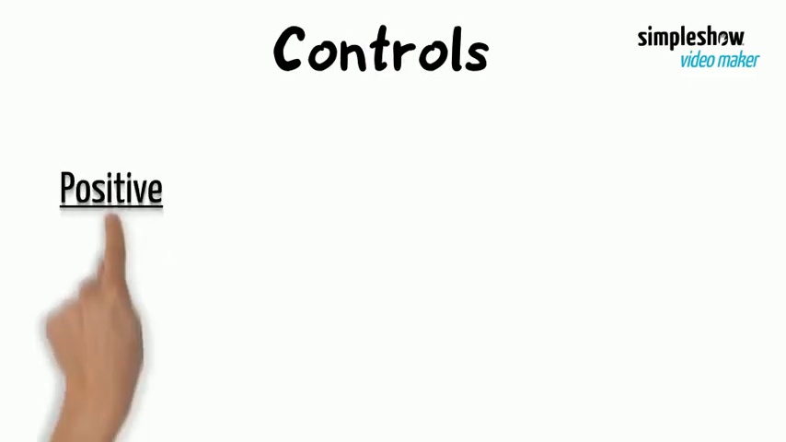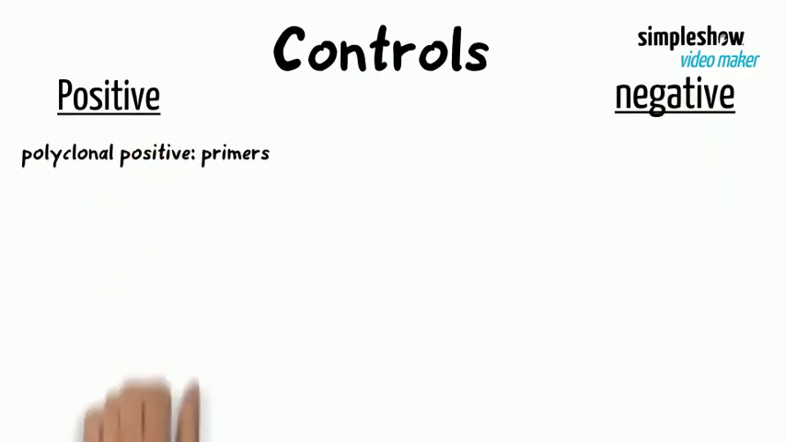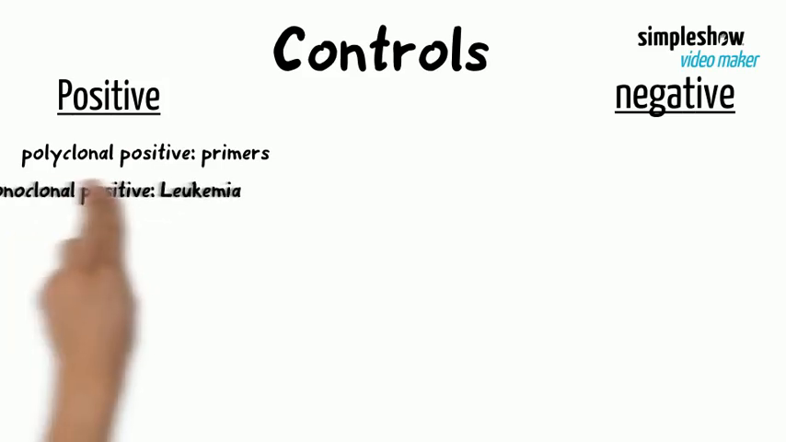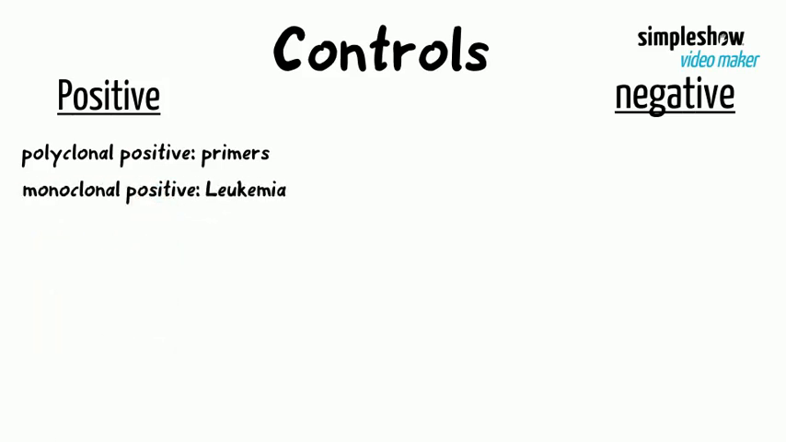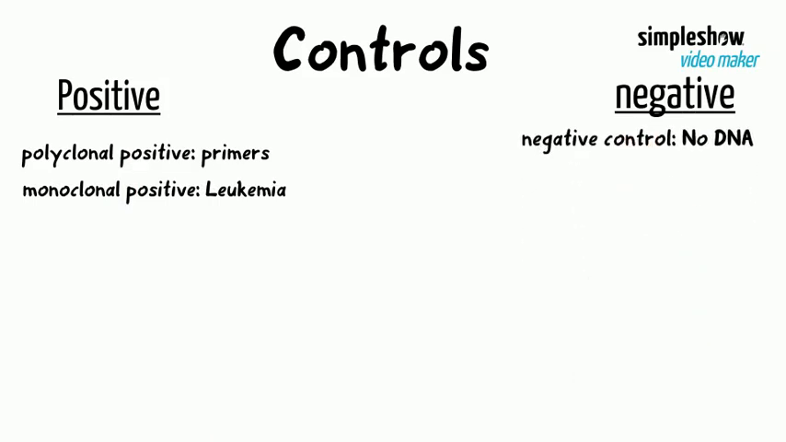To find out if your experiment is trustworthy, you have to use controls. We use 2 positive controls and 1 negative control. The polyclonal positive controls are used to determine if the primers work. The positive monoclonal control shows leukemia, thus 1 band. The negative control doesn't have DNA. This is necessary to see if there was contamination. So it shouldn't show any bands for it to be reliable.